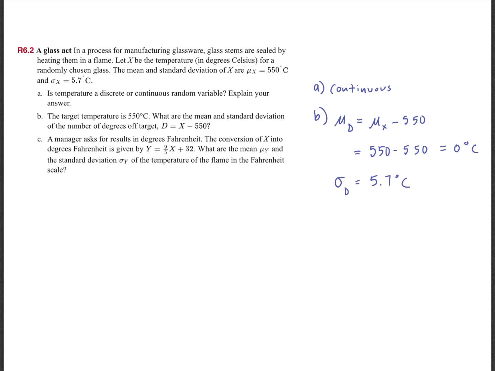Okay, and then for C, they say a manager asks for results in Fahrenheit. The conversion of X into degrees Fahrenheit is given by that formula. What are the mean and standard deviation of the temperature of the flame in the Fahrenheit scale? Okay, so notice this formula involves multiplying the random variable X by something and then adding something. Okay, since the mean gets affected by both, we'll do both to the mean, but since the standard deviation only gets affected by multiplication, we won't add 32 at the end. Okay, so it'll look like this.